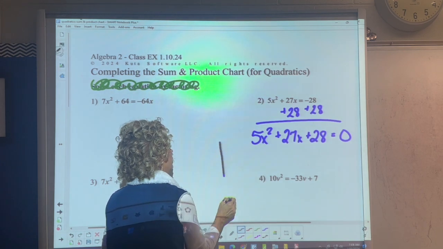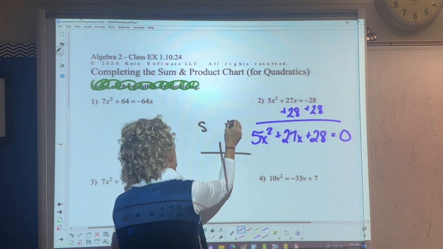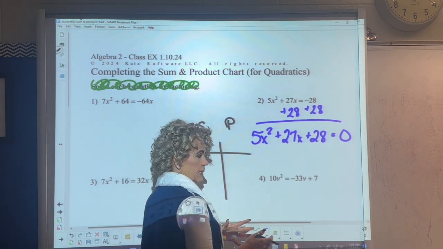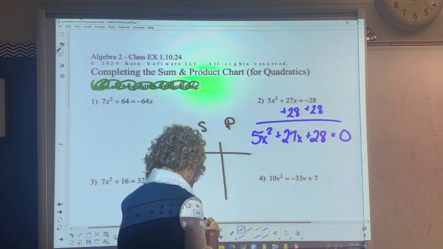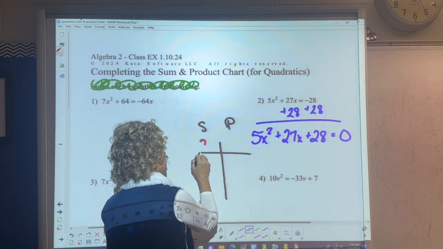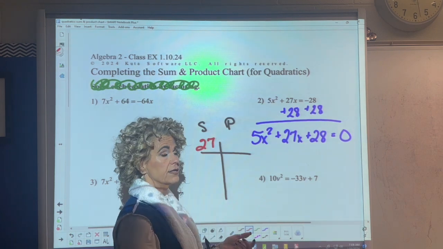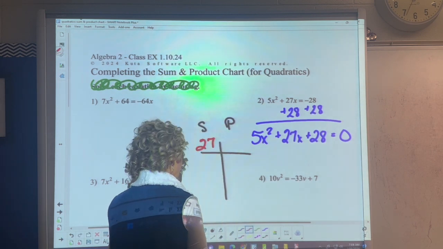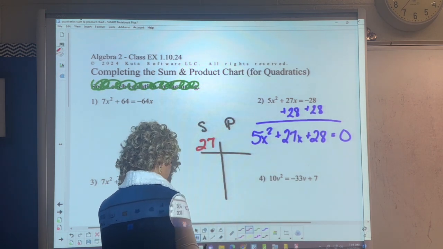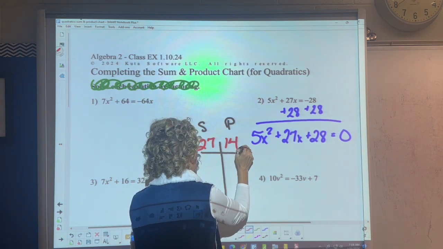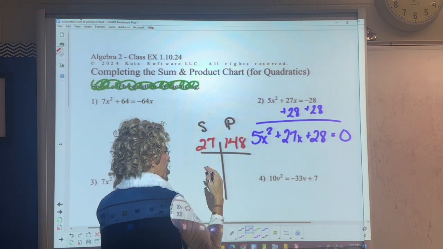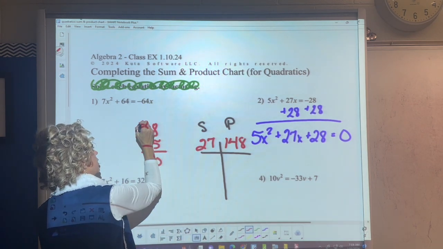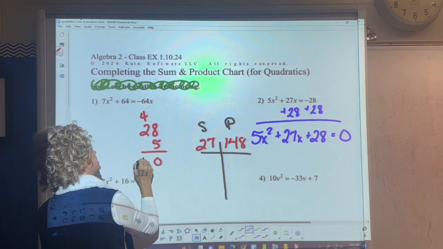Second step, I need to identify my sum and my product. Again, my sum is the coefficient of my linear term. In this case, my linear term is 27x. The sum is the coefficient, so I've got 27. The product is the value of A, which is 5, times the value of C, which is 28. 5 times 28 is 140. If you don't know that, stick it in your calculator. You can also say 28 times 5: 0, carry your 4. 5 times 2 is 10, plus 4 more is 140.